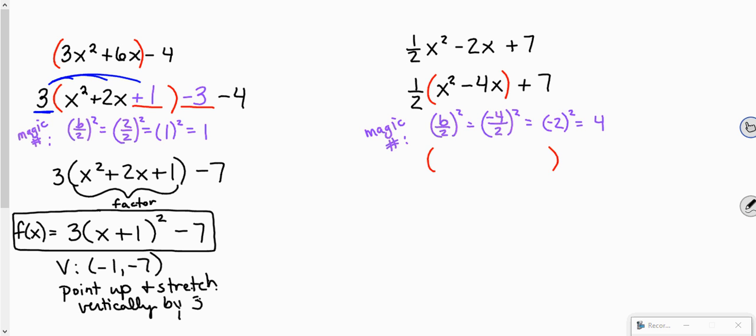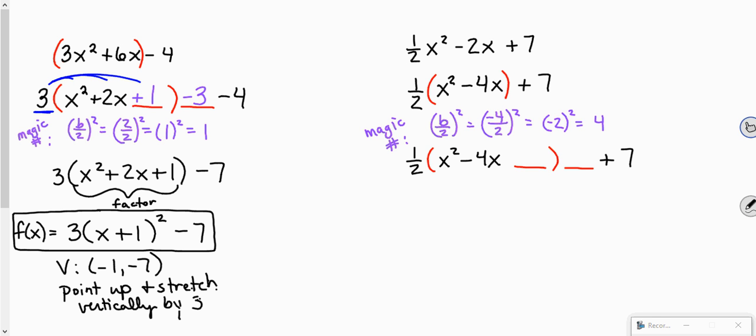So I've got the 1/2 out in front. I've got x squared minus 4x. Then I'm going to have a blank here, and I'm going to have a blank on the outside. And then I'm going to add the +7 in the back. So everything in black is kind of what I started with, and then I have to fill the red blanks.